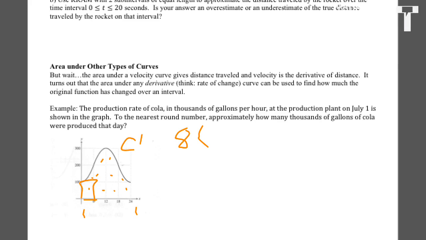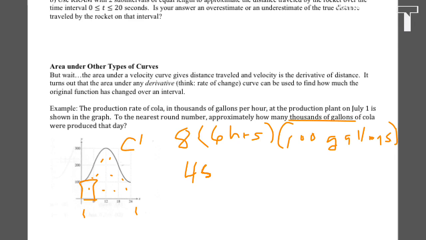Each one is 6 hours wide. So 6 hours. And how tall is each one? That's 100, standing in for 100,000 gallons. And now I'm just finding the area, so I'm going to multiply. So 8 times 6 is 48. 100,000 gallons of cola. 1,000 gallons of cola got produced on that day in July.